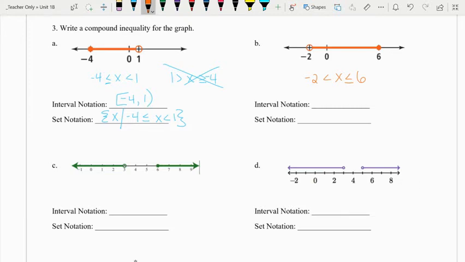Interval notation, we have -2, but it's not included, which is all the way to the left. And then 6, which is included, is our value all the way to the right. Remember set notation, nice and easy. Just rewrite what we wrote above.